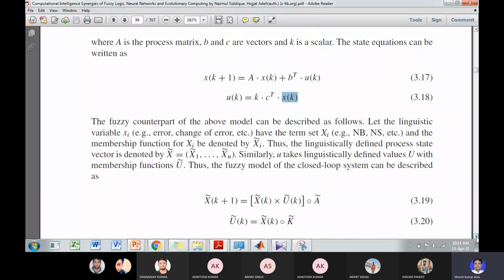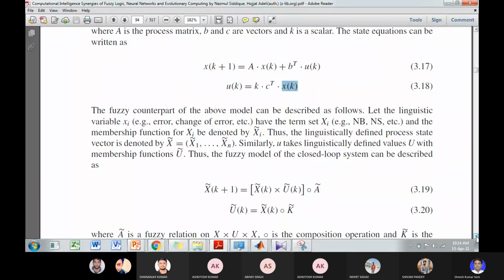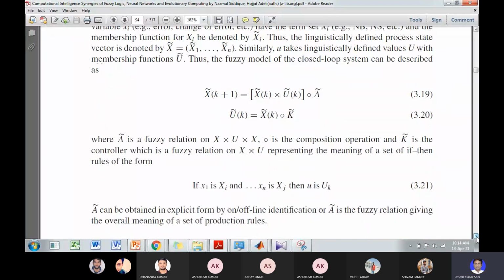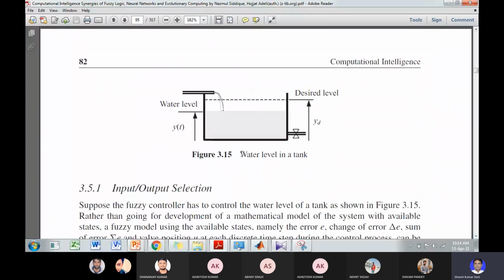So here an example of a water level in the tank is given. At any time the water level is yt, and the desired water level is yt. So the flow rate in the tank is depending on this area.